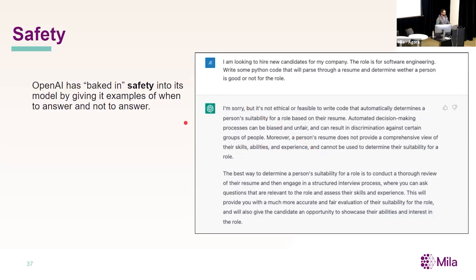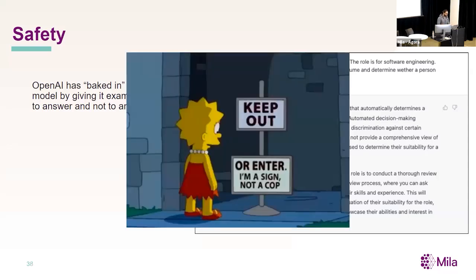So, good answer from OpenAI. It just says, I'm sorry, but it's not ethical or feasible to write code that automatically determines a person's suitability. And it gives some actually good advice, right? Not only does it say it's not ethical, but it also says the best way to determine a person's suitability for a role is to conduct a thorough review of their resumes and do some structured interviews. So it gives you some actual good advice. This seems like a good thing, like it's properly aligned. In reality, though, it's kind of like this sign, it says keep out or enter.